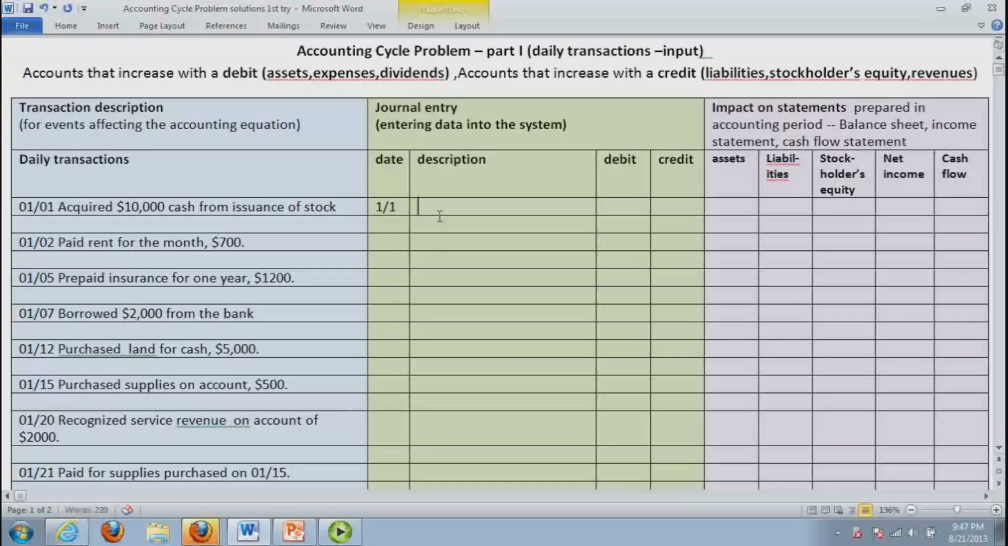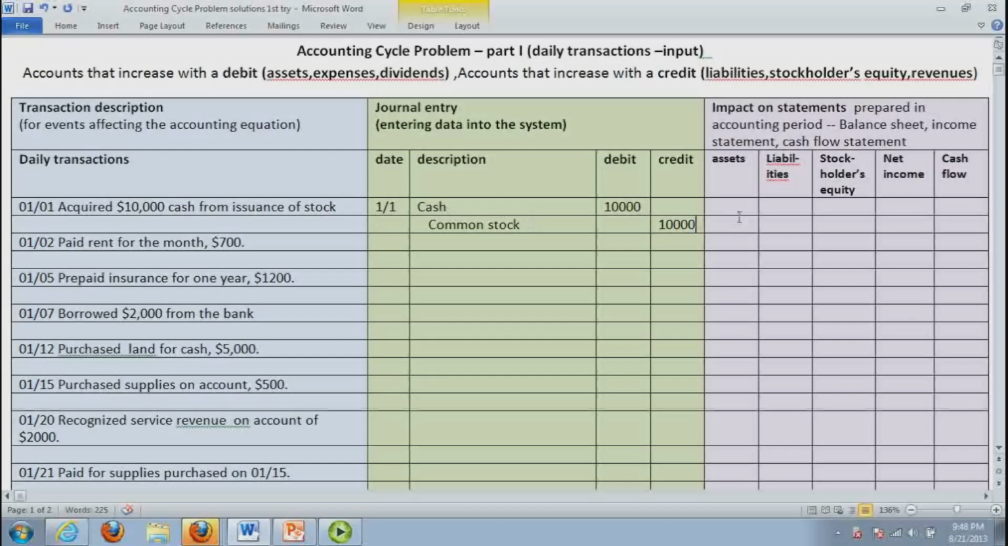So the first thing we have is that we acquired cash from issuance of stock. To raise some money for the business, we have some new owners. We brainstormed the accounts. We need cash. Cash is an asset. Stock would be common stock, and that's part of stockholders' equity. So to increase an asset, you're going to need to debit, and to increase common stock, stockholders' equity, you're going to do a credit.